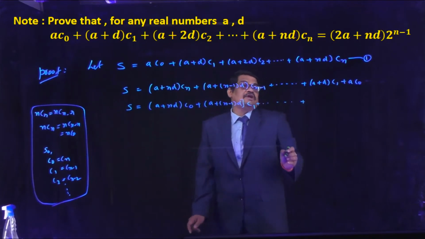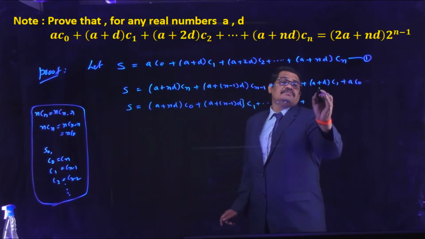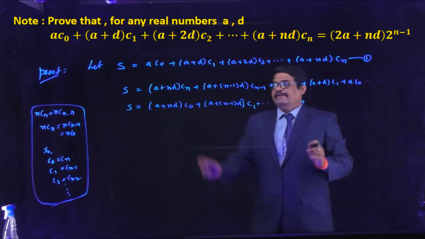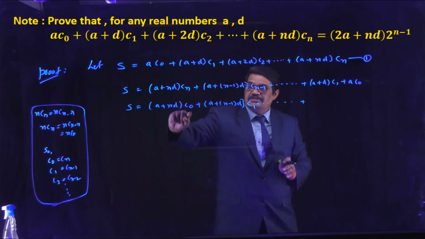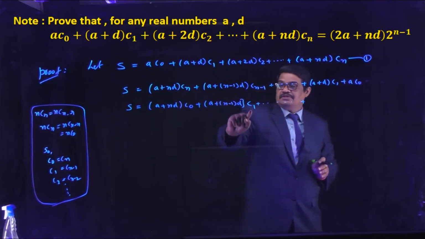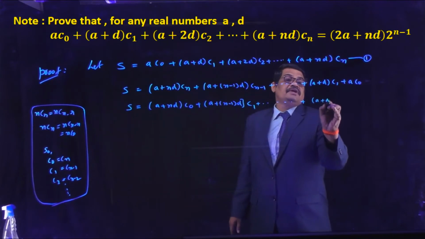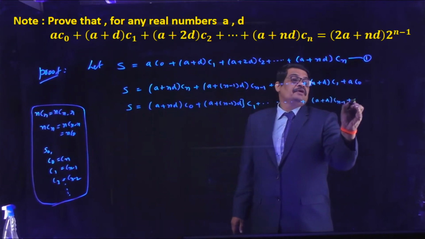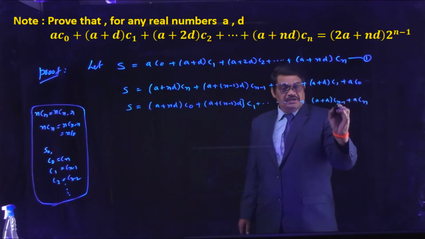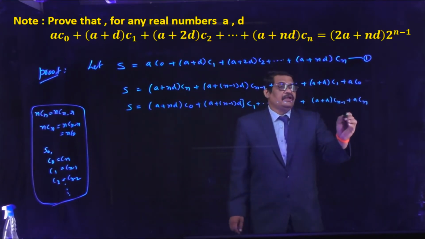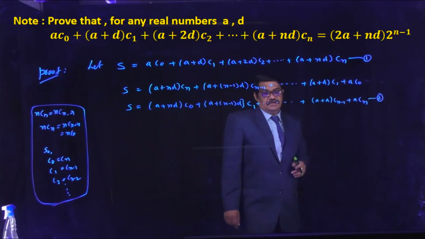Here are the last terms. Now we are writing this one. So Cn is C naught, Cn minus 1 is C1, and so on. This is A plus D, Cn minus 1, A Cn. C naught is Cn, C1 is Cn minus 1. Now we take this as equation 2.